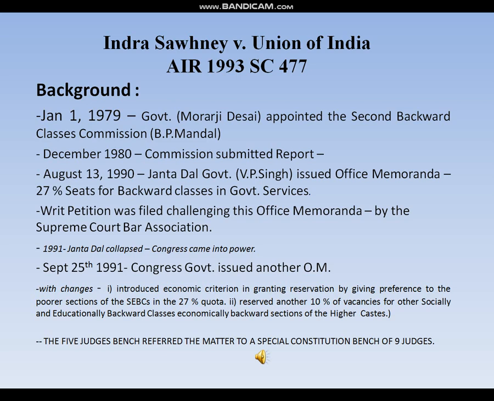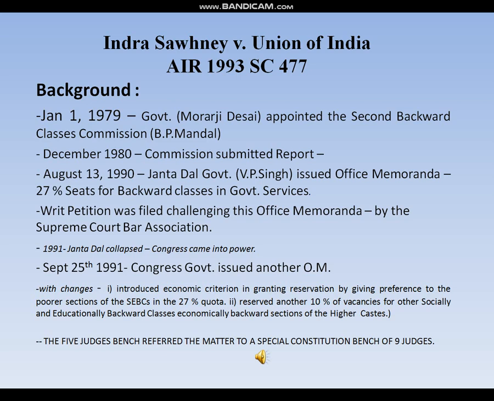Now the commission submitted its report the following year, in 1980. According to this report, it identified some 3,743 castes as socially and educationally backward classes, and it also recommended that there has to be certain reservation for these classes of people, and it prescribed 27% of government jobs for them. This was a mere suggestion at this point of time, given by the commission.